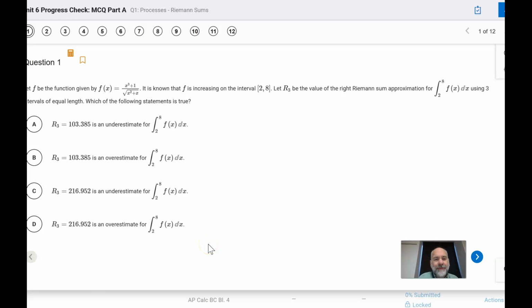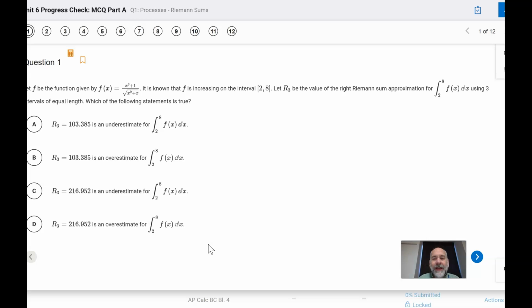I'm just looking at the personal progress checks and thinking, I could see some people being kind of overwhelmed by these. So I just want to do a video where I don't do the problems completely, but I break them down and make sure you see what's going on and that it's not as horrible as it might look when you first look at it.